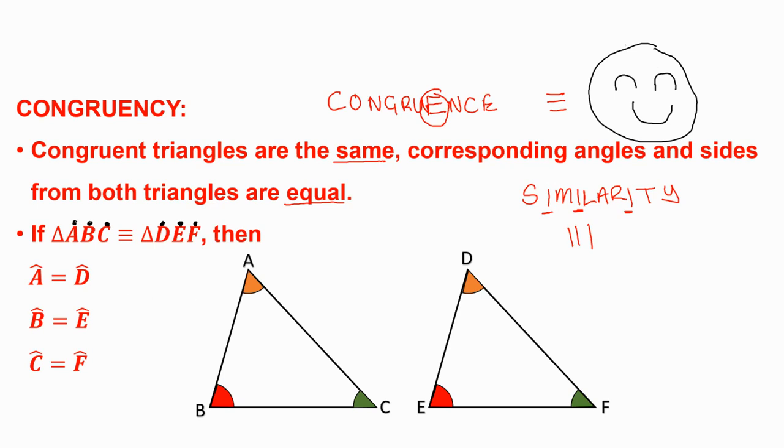So here we can say AB is equal to DE. And then BC is equal to EF. And then AC is equal to DF. Okay, do you see that? That is congruence that will assist us there.